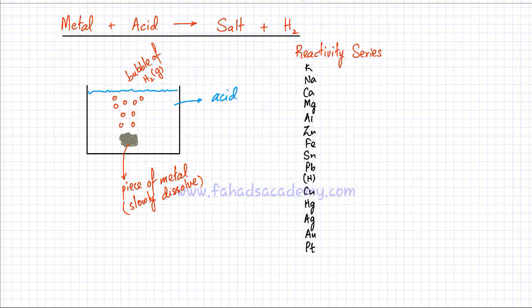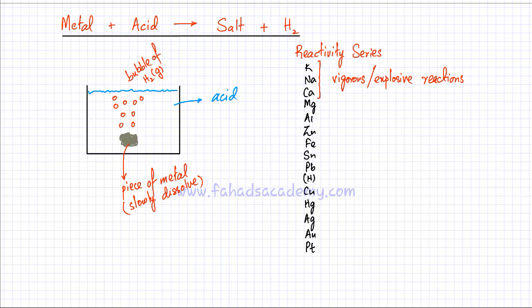So these top elements, from potassium to calcium, are going to have very fast and vigorous reactions. Their reactions would be noticeably fast, explosive, vigorous. So reacting acids with these metals is not going to be very safe in the laboratory.